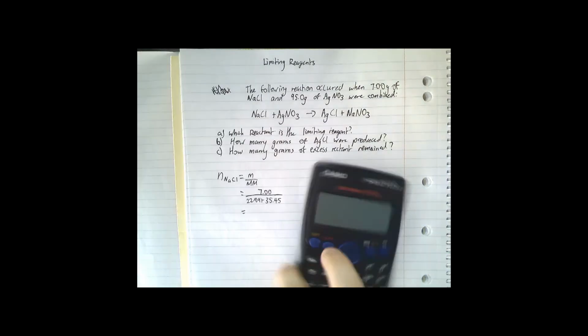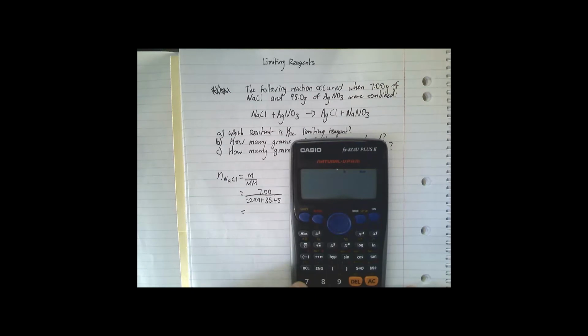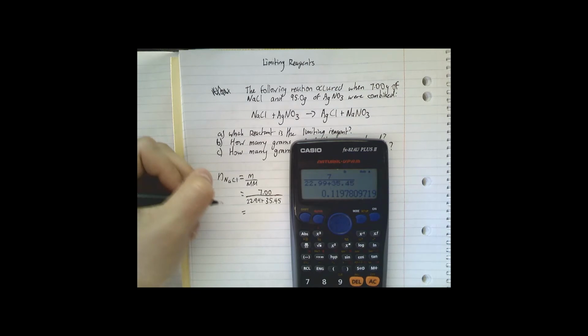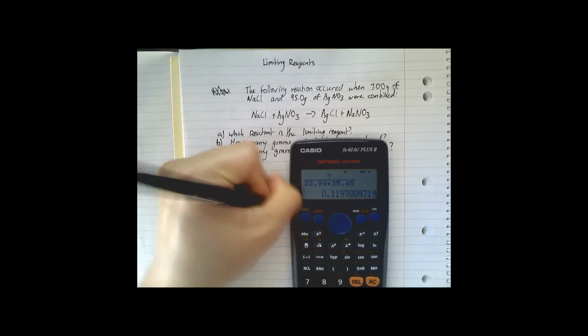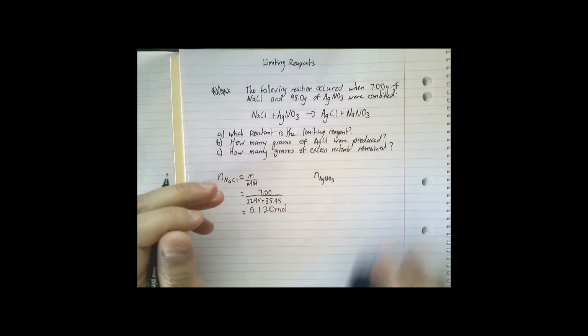And let's calculate that really quickly. So here I have 7 all over 22.99 plus 35.45. The answer for that is that we have 0.120 moles of substance reacting.